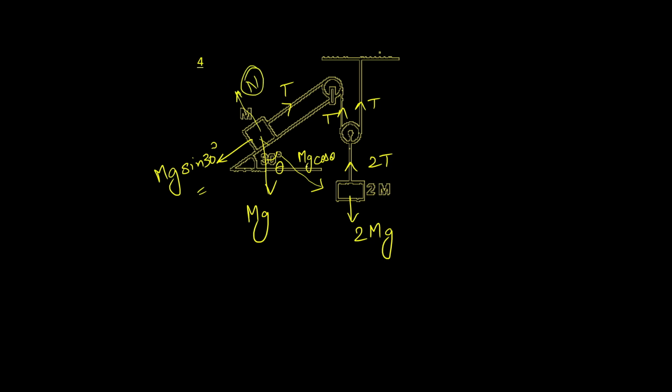So in this direction N is equal to mg cos theta or cos 30 degrees, and in this direction it will be mg sin 30 degrees and T. So I am letting the acceleration of this mass as A1 in the downward direction, just suppose.